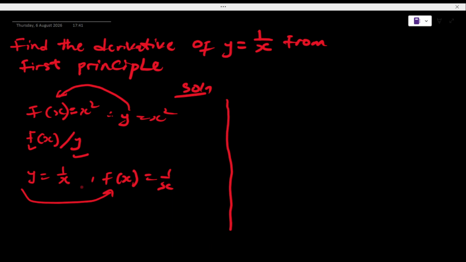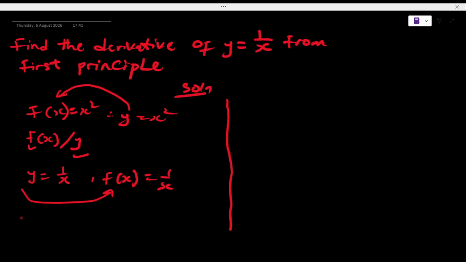Now, what is the meaning of this 1 over x, y or function of x? Why is it 1 over x? But before that, let's write out our formula, our differentiation from first principle formula.